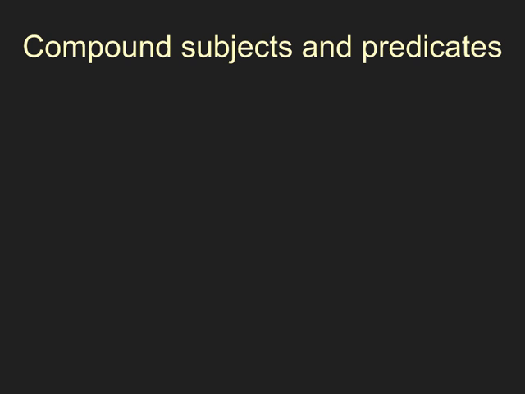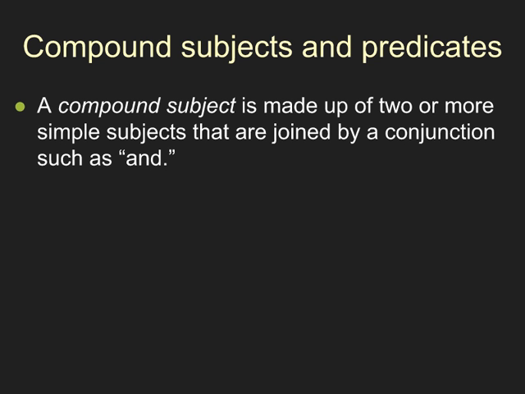Now we're going on to the question of compound subjects and predicates. And if you remember from our presentation on nouns way back when, a compound noun is a noun that has more than one word. Well, similarly, a compound subject is a situation where you have two subjects going on. Same with a compound predicate. There are two verbs going on.